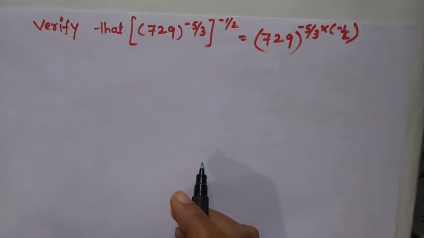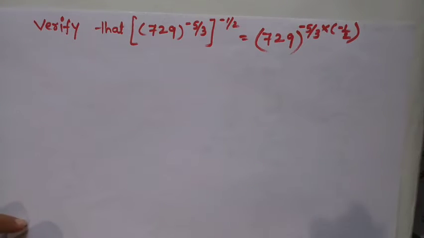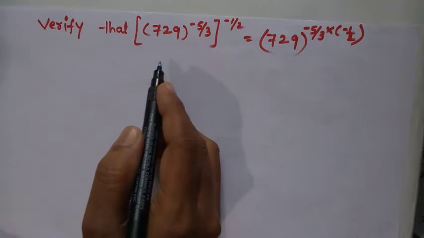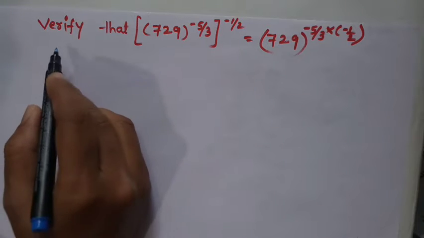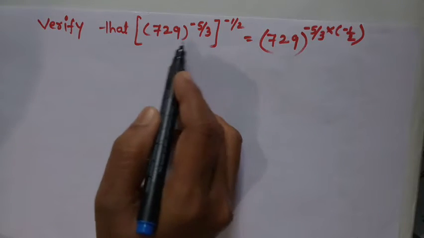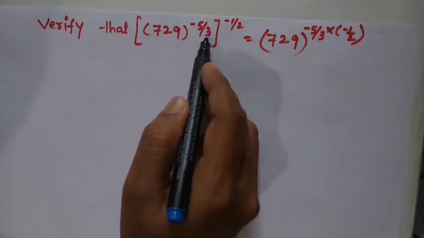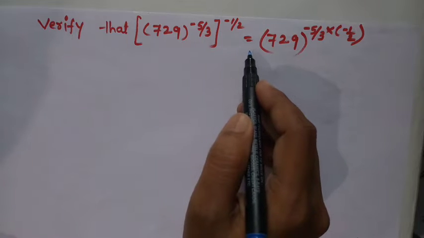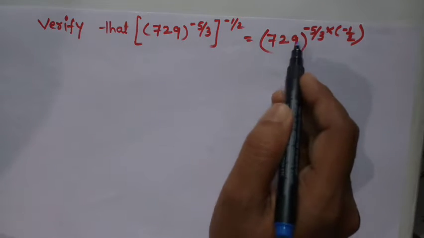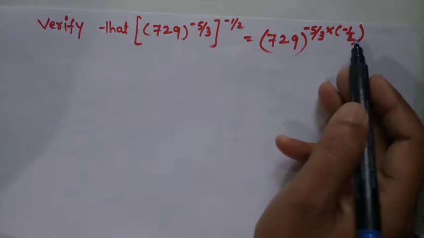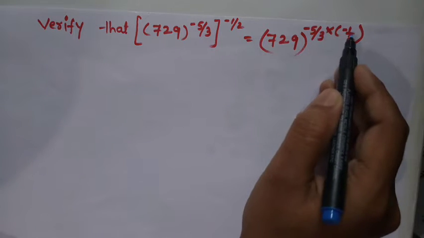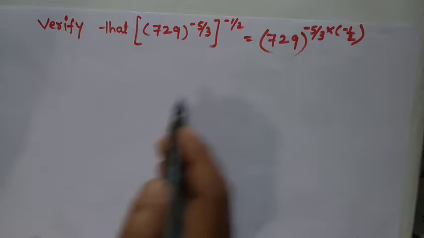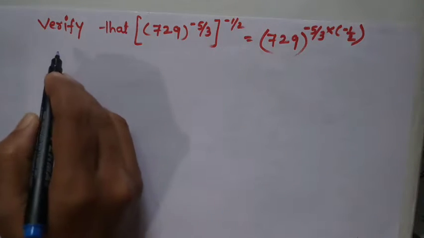Children, now let us learn how to verify a numerical expression which carries exponents. Verify that (729 to the power minus 5 by 3) whole to the power minus 1 by 2 is equal to 729 to the power minus 5 by 3 into minus 1 by 2. Both these, minus 5 by 3 and minus 1 by 2, are in the powers place. So let us see how we can verify.